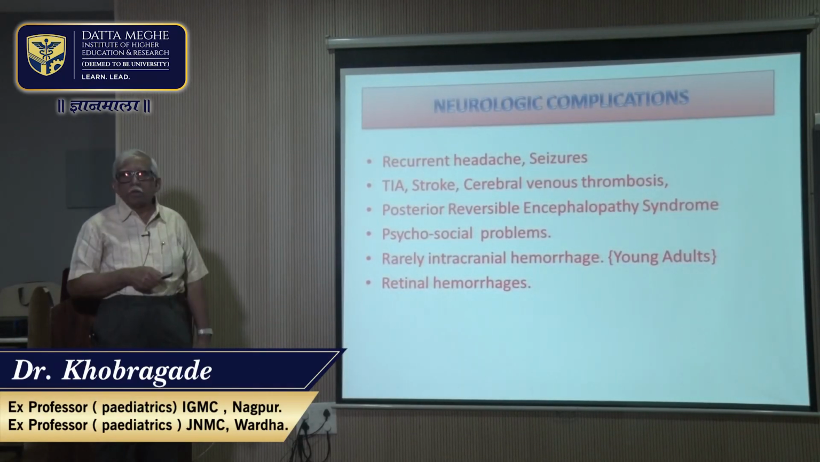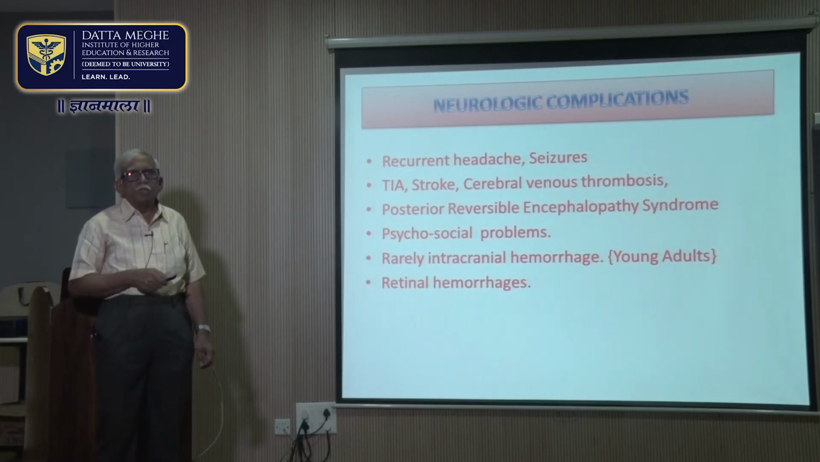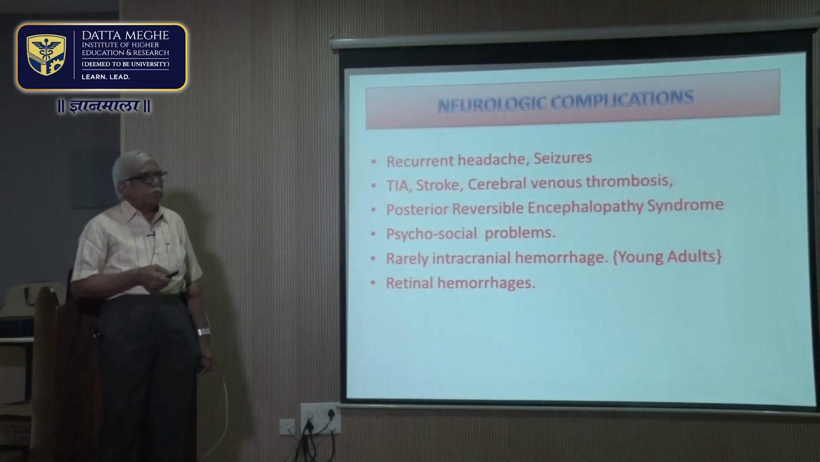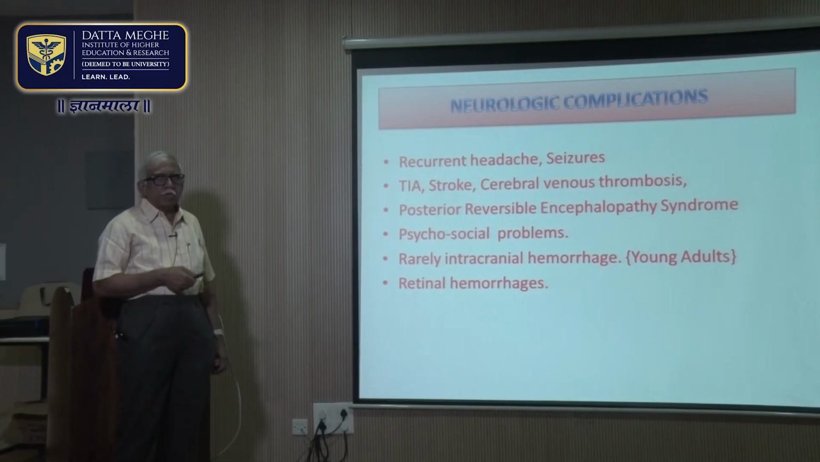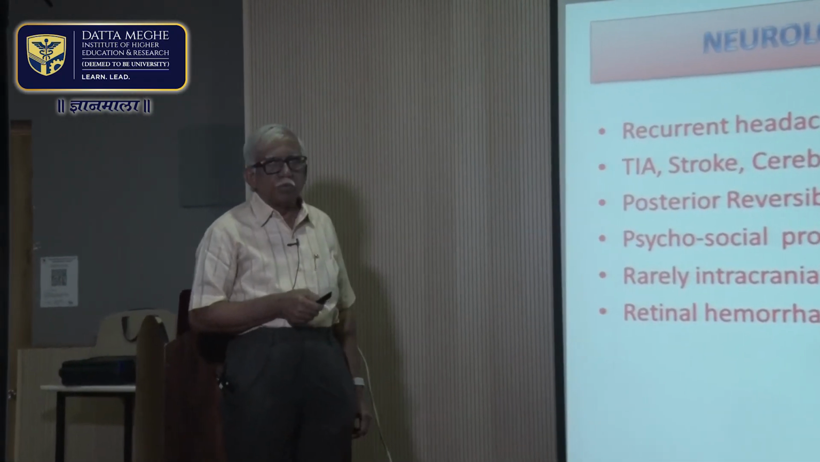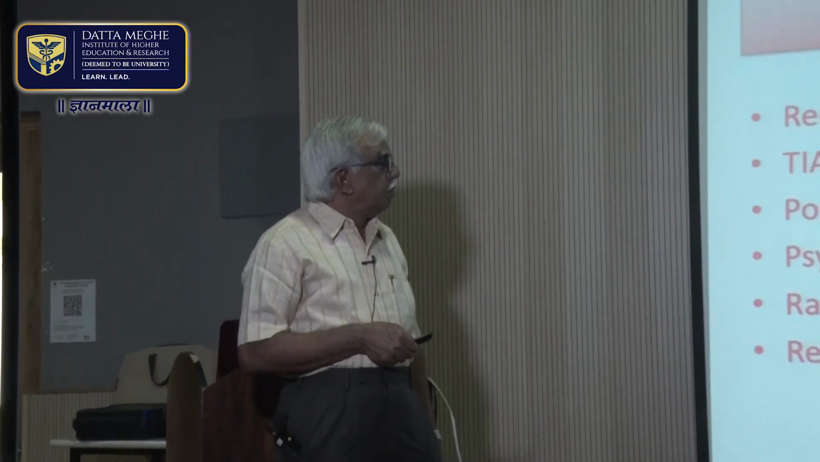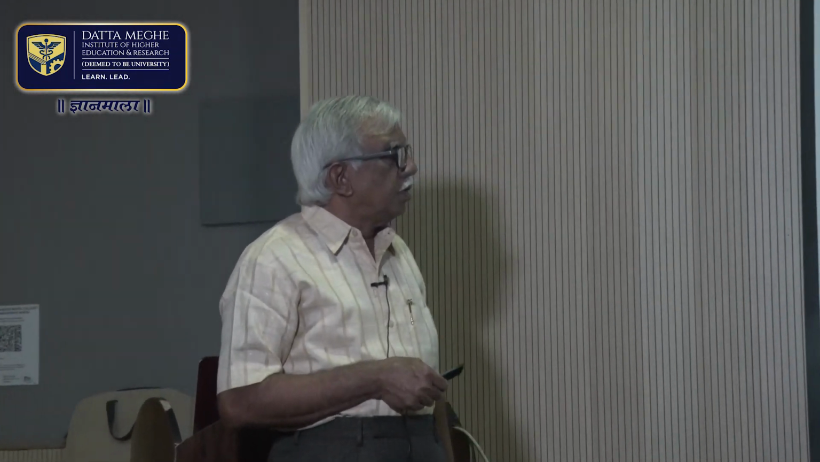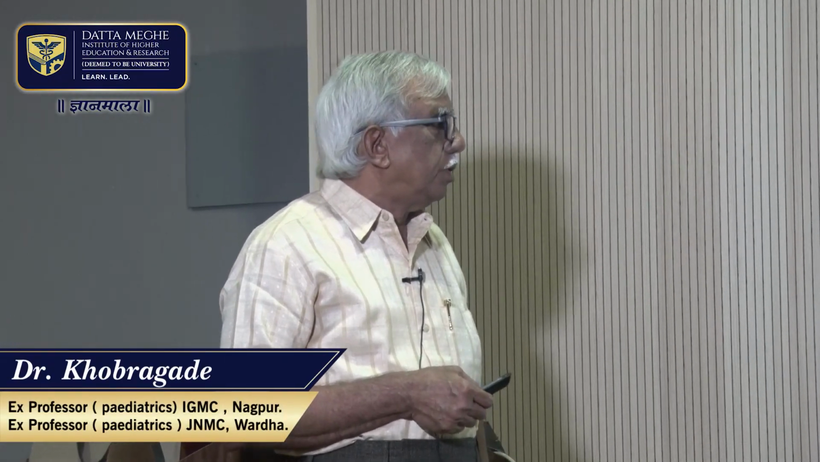Now, coming to the neurologic complications, these patients present with recurrent headaches and seizures. Occasionally they have transient ischemic attacks, stroke, cerebral venous thrombosis, and occasionally posterior reversible encephalopathy syndrome, what is called PRES syndrome. Psychosocial problems are there, and rarely intracranial hemorrhage and retinal hemorrhages. More often they get occlusion than hemorrhages.